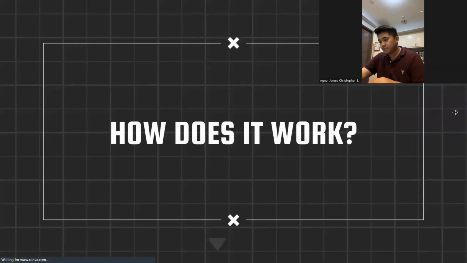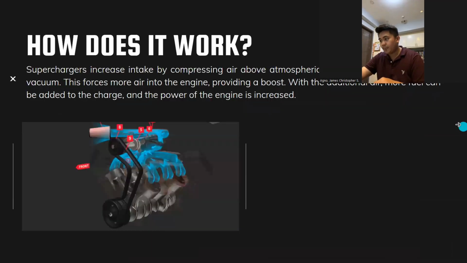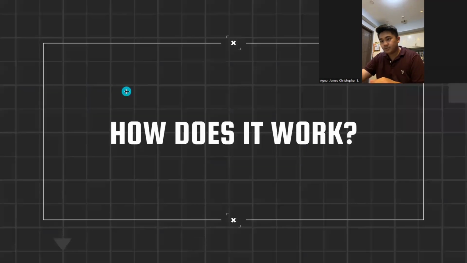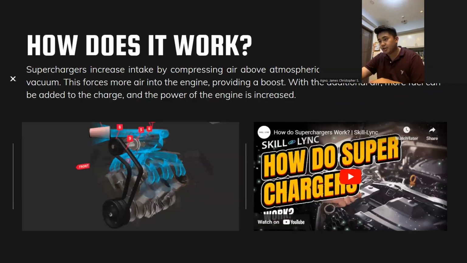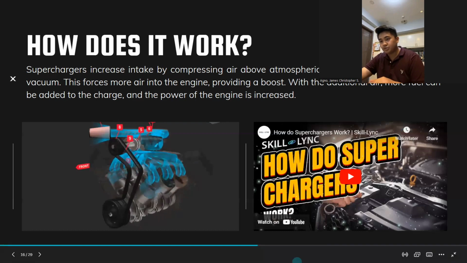So how does it work? Superchargers increase intake by compressing air above atmospheric pressure without creating a vacuum. This forces more air into the engine, providing a boost. With the additional air, more fuel can be added to the charge and the power of the engine is increased.